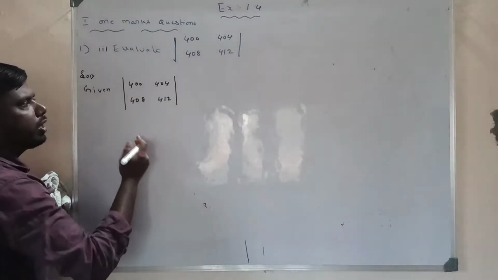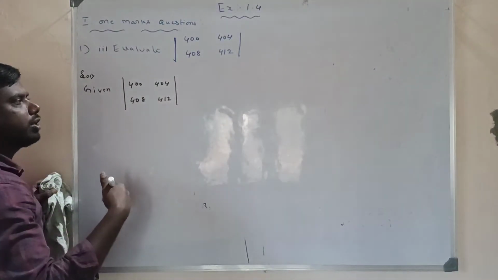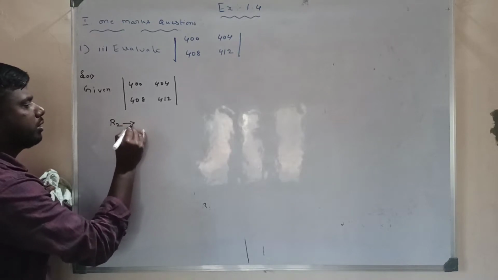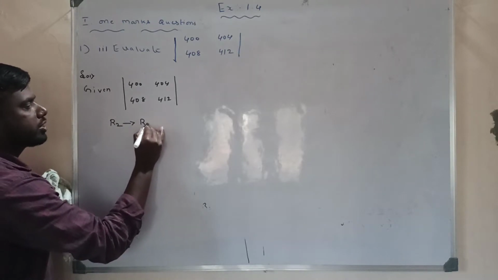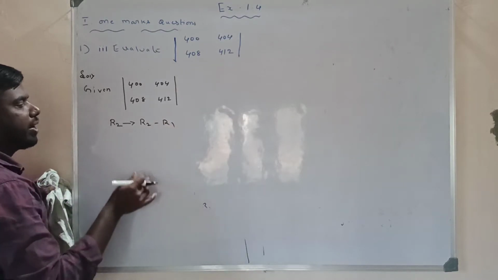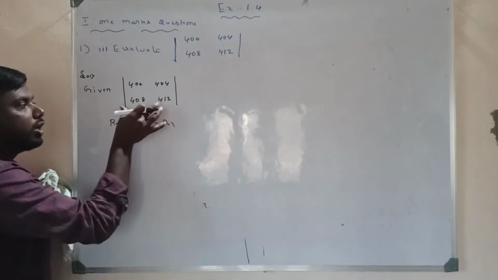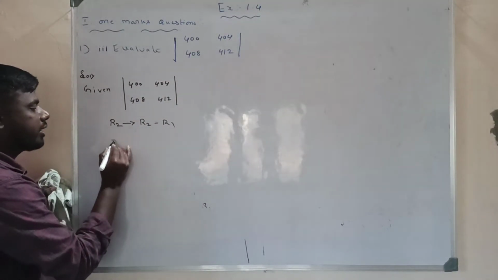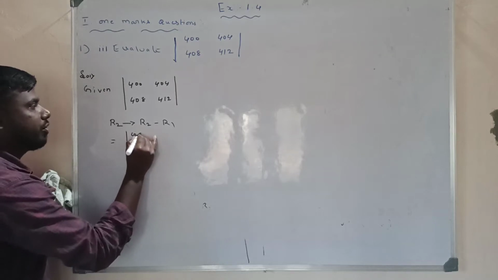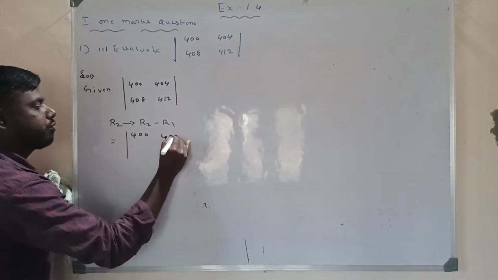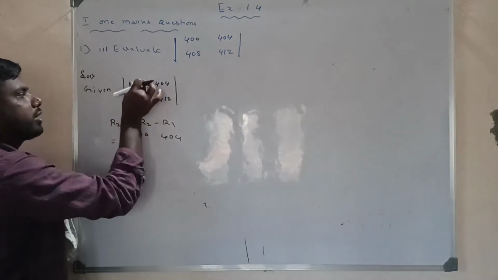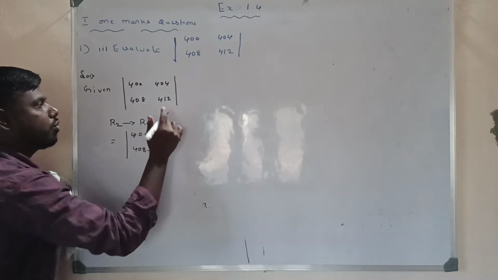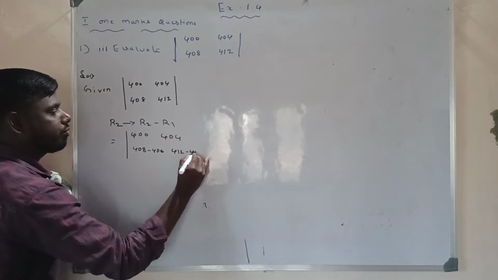Now we have to apply row operation or column operation; we get the same value. That's why we use row operation, so the second row changes to the second row minus the first row. Only the second row changes here; the first row does not change, so we write it as it is. The first row is 400, 404. The second row becomes 408 minus 400, 412 minus 404.